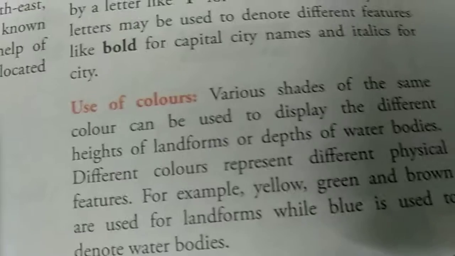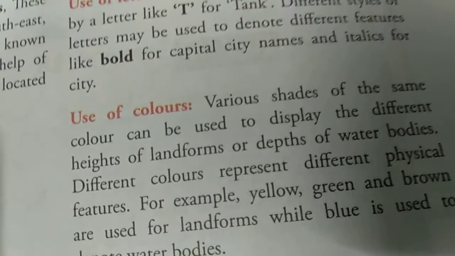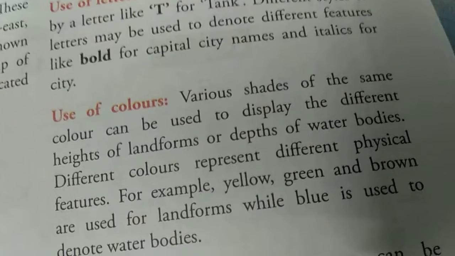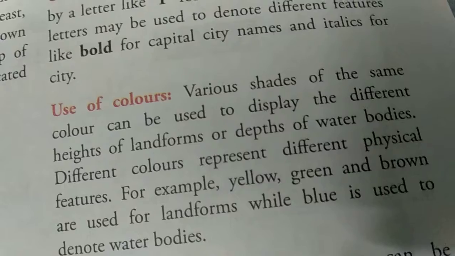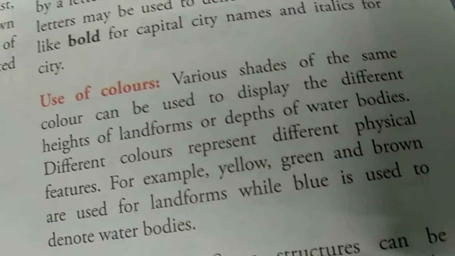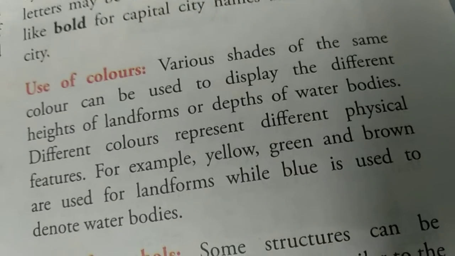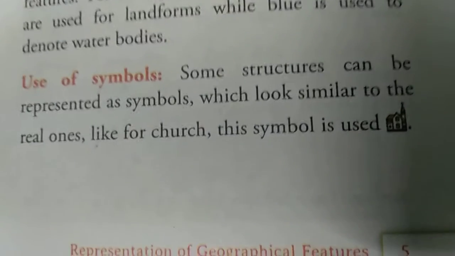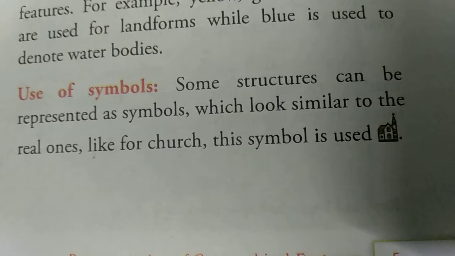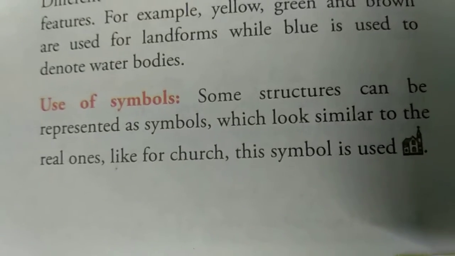Next is colors. Various shades and colors are used on the map to give us the idea. For instance, for different heights of landforms or depth of water bodies, different colors are used for different physical features. Yellow, green, brown are used for landforms, while blue is used for water bodies. Symbols. Some structures can be represented as symbols which look similar to the real ones, like the church. Sometimes this type of symbol is used, and sometimes a cross is also used.